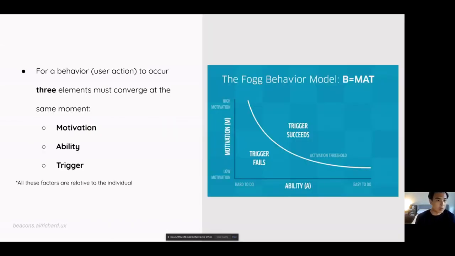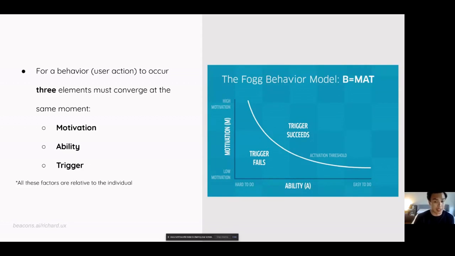So Fogg's behavioral model states that for a behavior or user action that we want to induce, in order for it to occur, three elements must converge at the same exact moment: motivation, ability, and trigger. Take a look at this diagram over here. You can see the y-axis is motivation going from low to high, and ability goes from hard to easy. And this curve here is called the activation threshold. So when the intersection of motivation and ability exceeds that, a trigger, which is the prompt for an action, will succeed. If it's below it, the trigger fails.